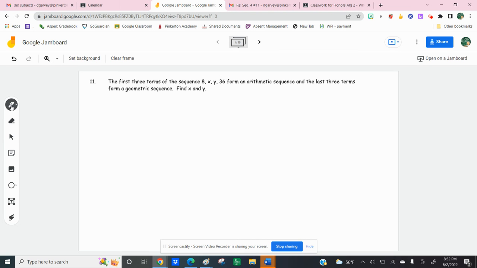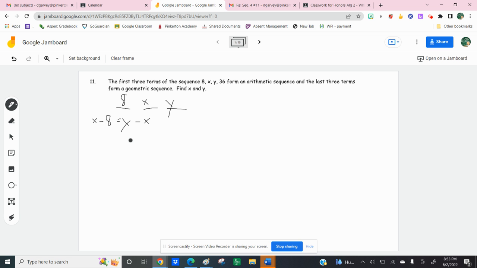All right, so this is sequence 4, number 11. The first three terms of the sequence 8, x, y, 36 form an arithmetic sequence, and the last three form a geometric. So let's first just talk about the first three. So we have 8, and we have x, and we have y. So they form an arithmetic sequence. So we know that the common difference has to be the same. So we know that x minus 8 has to be the same thing as y minus x.